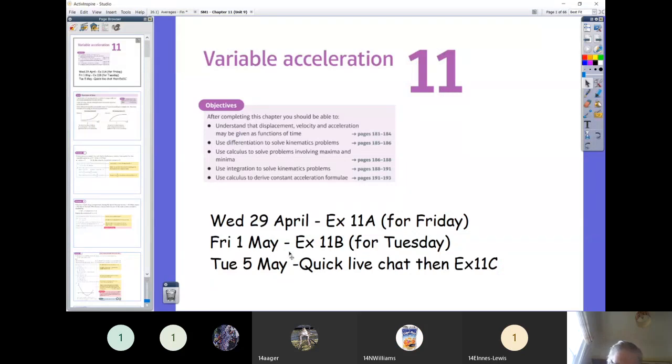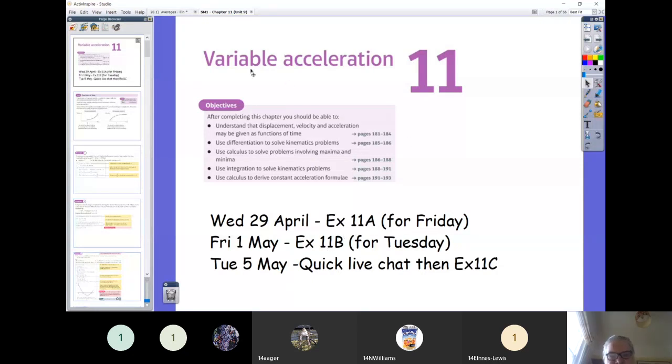So today, there's no extra learning for 11A. Your goal is to try and get 11A done for Friday. Then on Friday, 11B done for Tuesday. I don't think there's any need for a quick live chat on Friday, because I'll just cover those bits and pieces in a minute. And then Tuesday, perhaps we could just quickly chat again before we launch into exercise 11C. So all I want to do now is turn the pages on being able to do 11A and 11B.